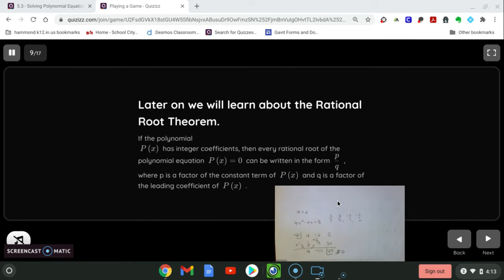So a little bit later on, we'll learn about something called the rational root theorem, which is another way that we could have examined that polynomial and known that negative 2 is not a root. Every rational root of that polynomial could be written in the form p over q, where p is a factor of the constant term, in this case 5, and q is a factor of the leading coefficient, which was 4. So we would take all the factors of 5 and 4 and write them as ratios, and we would have found that we would not get an integer.